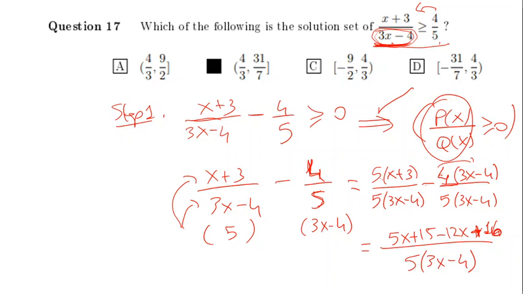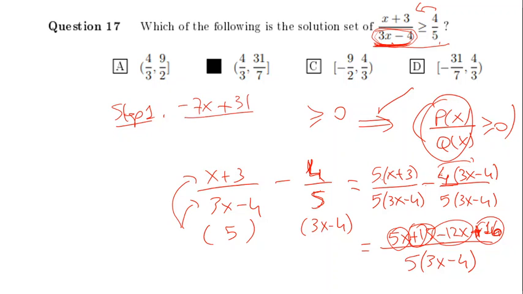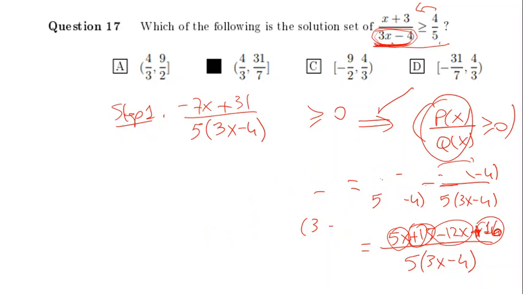Then it will give us 5x minus 12x, which is minus 7x, plus 15 plus 16, which is 31, divided by 5 times 3x minus 4. Now this gives the standard form.